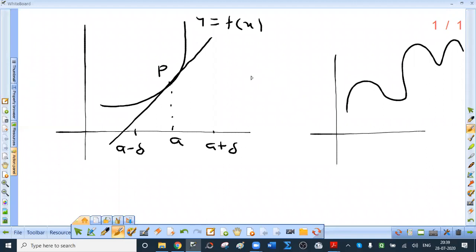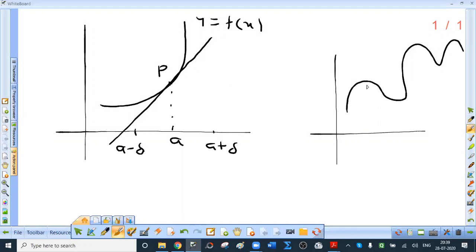Okay. We observe that while passing through this point from left to right, the graph of the function is rising. That is, the values of the function are increasing. In this case, we say that f is an increasing function at P, that is at x equal to a. Now the next concept is interesting.